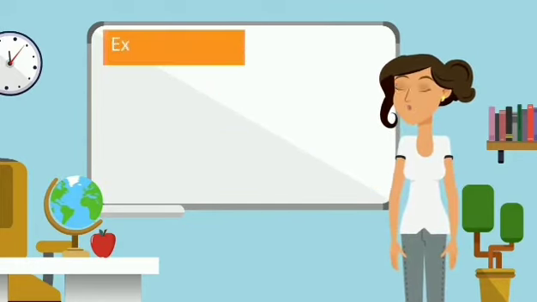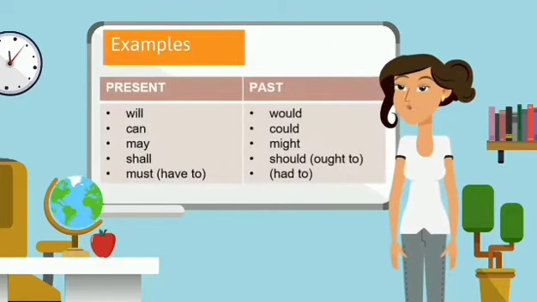Now, let's see the examples of modal verbs. They can be in the form of present tense or past tense. In the present form, there are will, can, may, shall, must, have to, and in the past form, there are would, could, might, should, ought to, or had to.